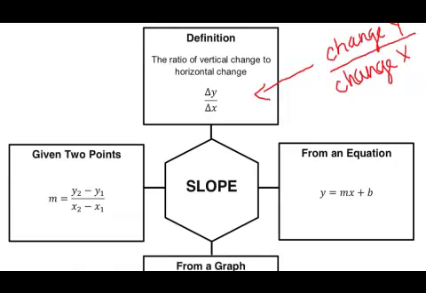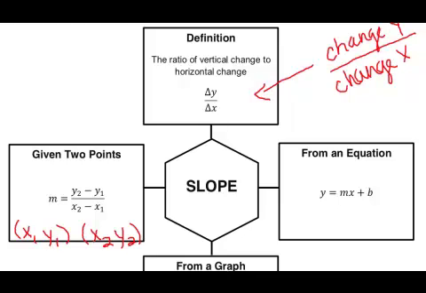The second way we can find the slope is if we are given 2 points. If we are given the points x1, y1 and x2, y2, we have a formula for slope that says if we subtract the y's and put that over the difference in the x's, that will find us the slope as well. We get this formula from the idea that slope is the change in y over the change in x.